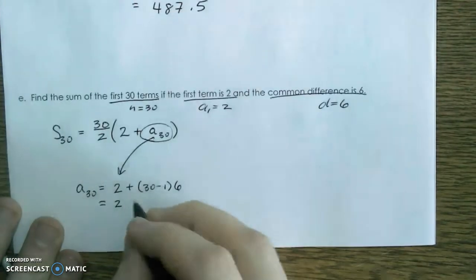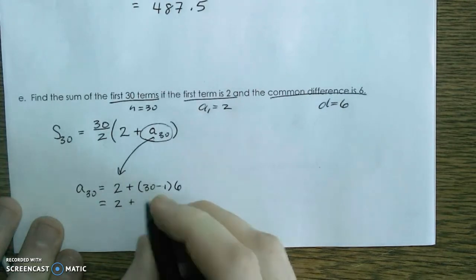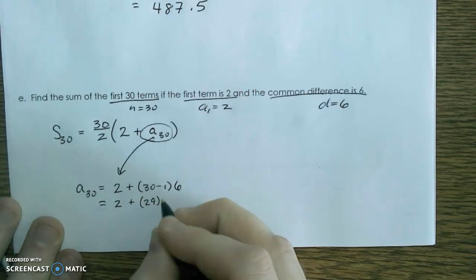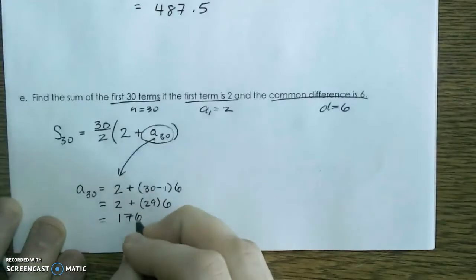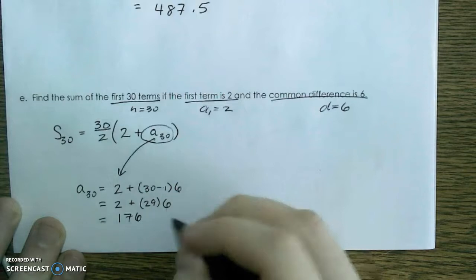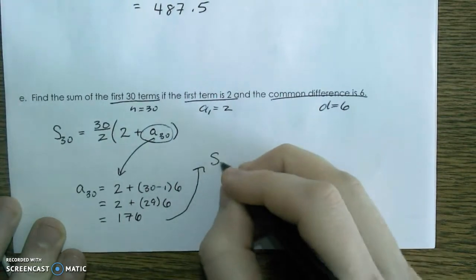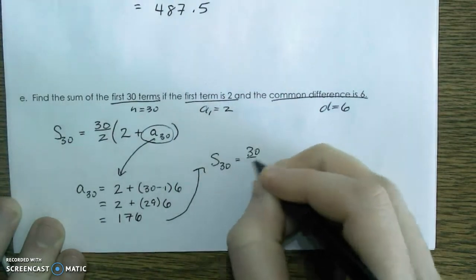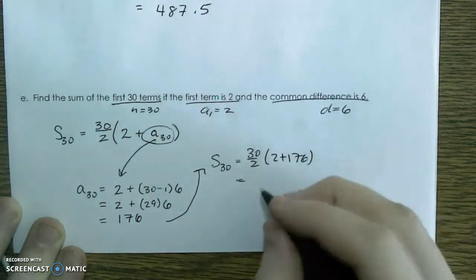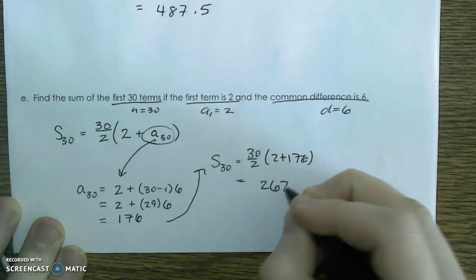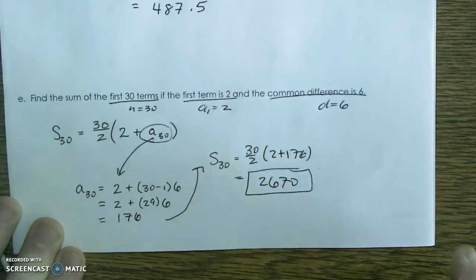And so here we get 29 times 6, which ends up giving us 176 for that number. So now we can finish the equation. Type that in, we get 2,670 for the sum of the first 30 terms.